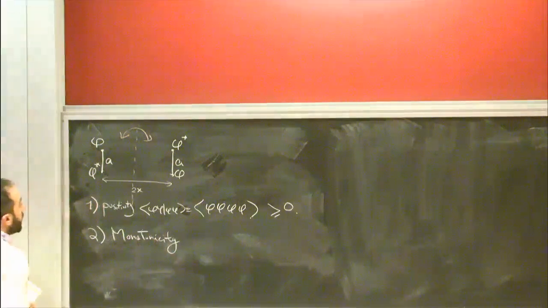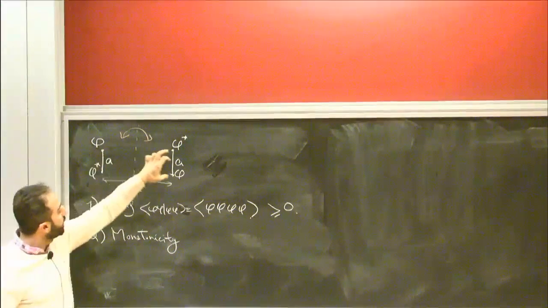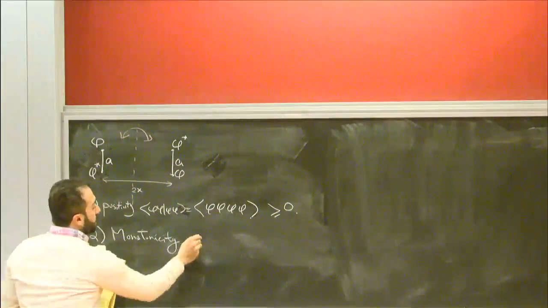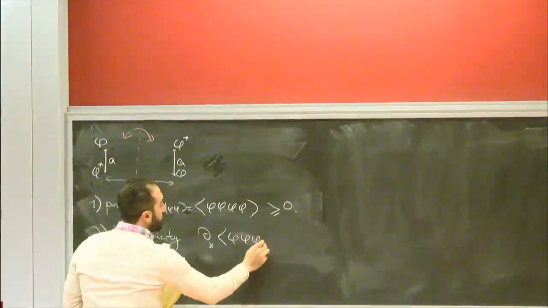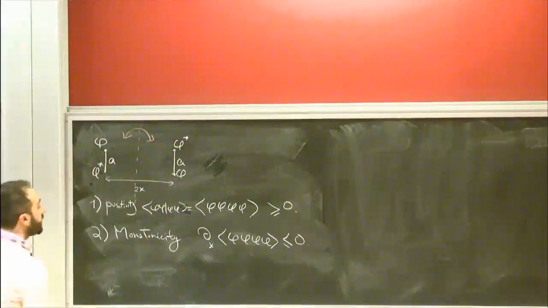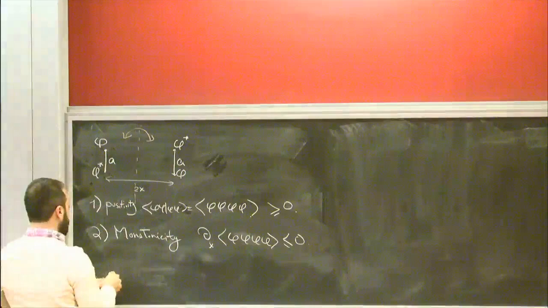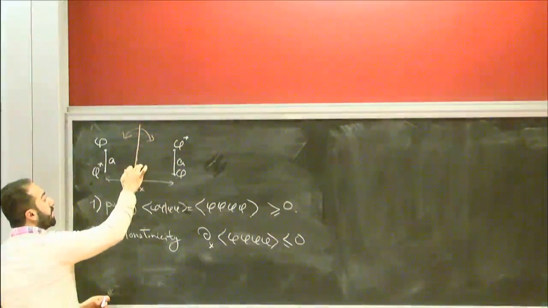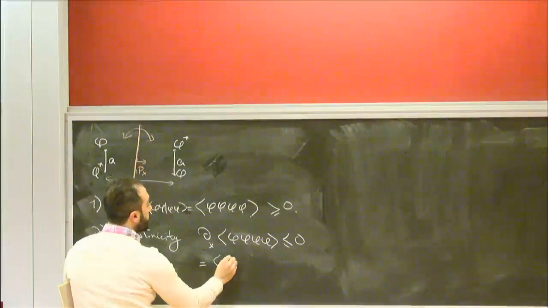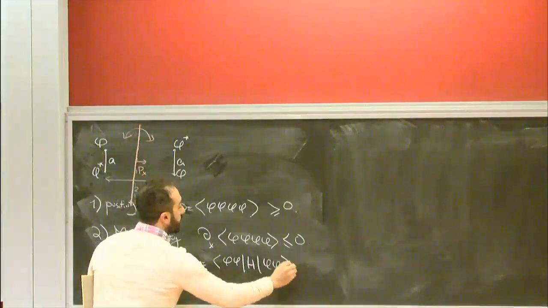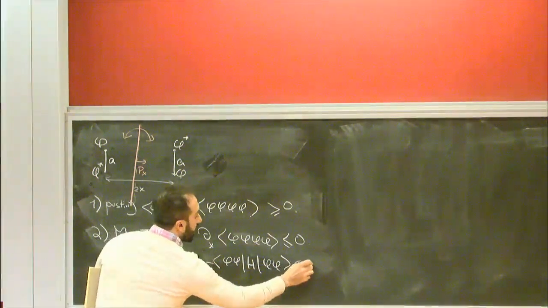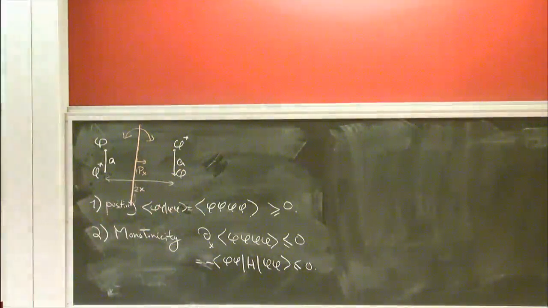The second property, you know this, is monotonicity. Meaning that if I keep the distance a of these pairs and just pull them apart in x, the first derivative in x has to be non-positive. Why is that? Because the first derivative in x could be understood as inserting P of x here, which after I continue to Lorentzian signature is just the Hamiltonian, with a minus sign. The Hamiltonian is a positive operator, so this has a fixed sign.